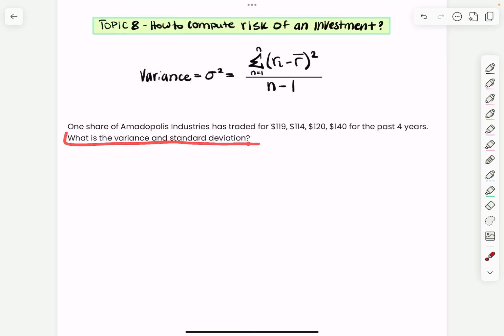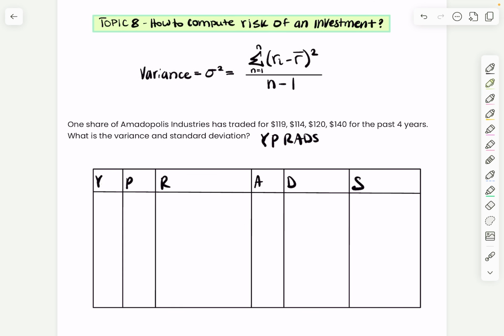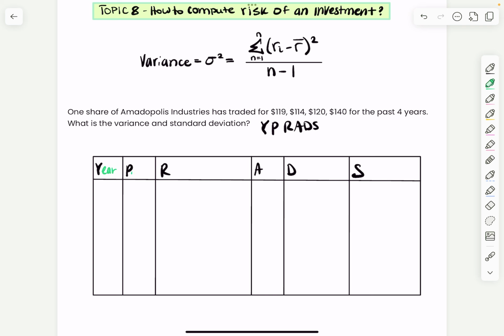At the end of the day, they're asking us what is the variance and standard deviation. So when we hear that, I came up with YP and then RADS. So think of NYPD, the New York Police Department, but then just leave the 2 middle letters, and then RADS. So here we have 1, 2, 3, 4, 5, 6 letters. So we're going to have 6 columns, 1 for each letter. And so Y stands for year, P stands for price, R stands for return, A stands for average, D for deviation, and S for square deviation.